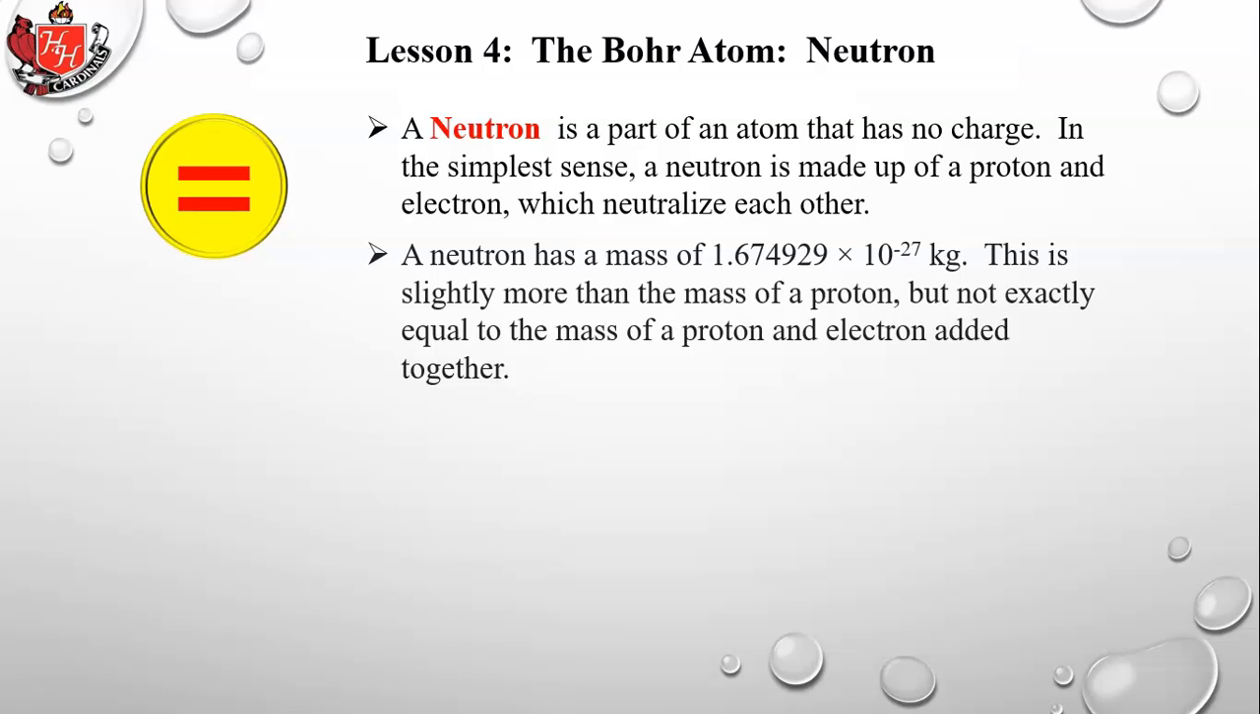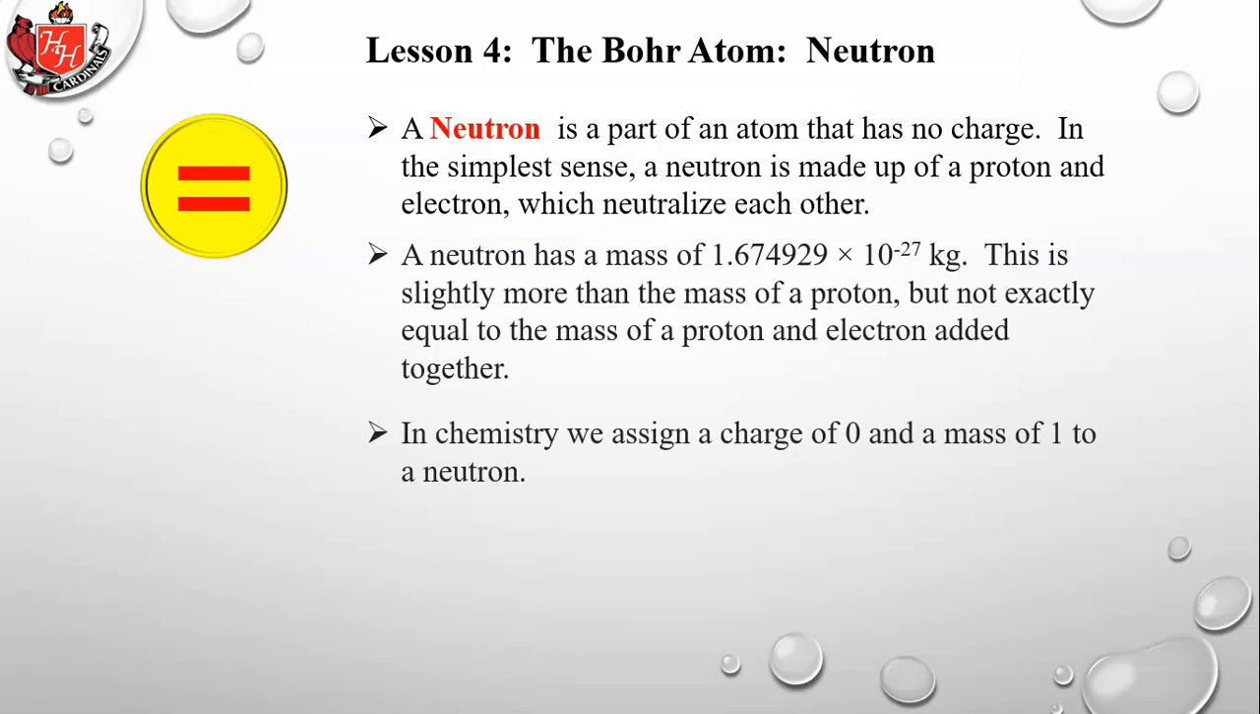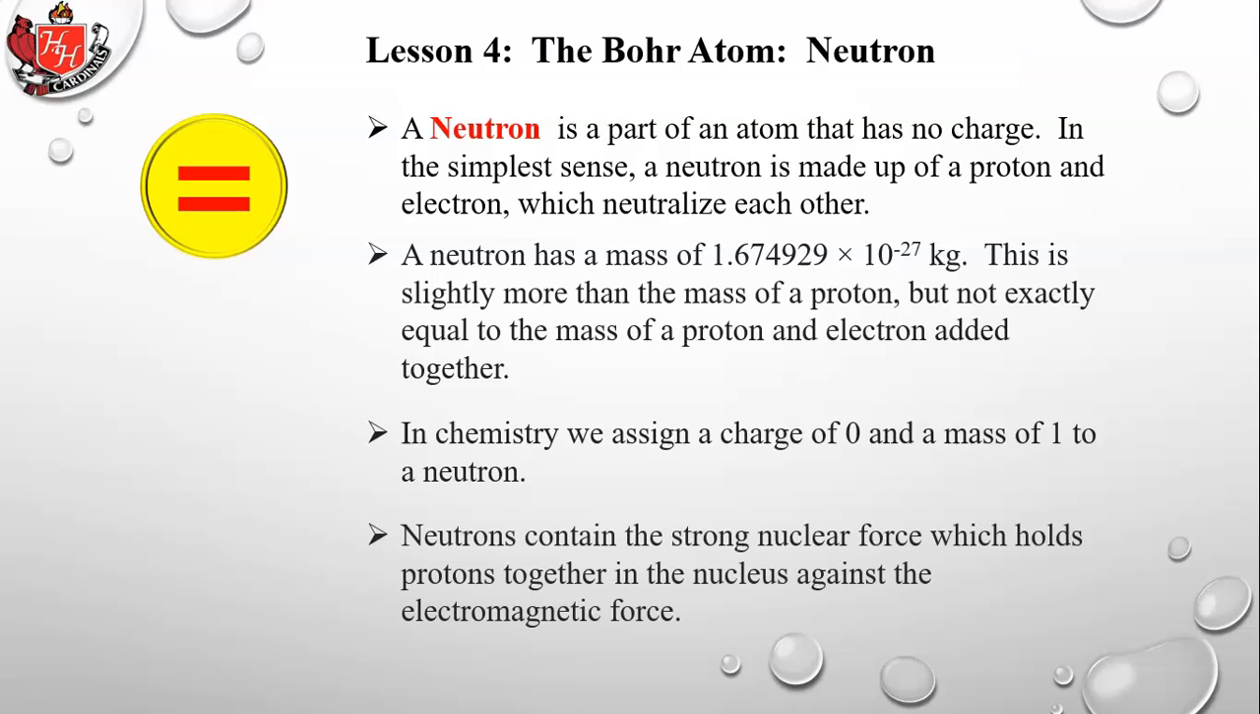Again, that's not important. What's important is we're going to treat the mass of a neutron as being the same as the mass of a proton. In chemistry, we assign a charge of 0 and a mass of 1 to the neutron. So it has the same mass as a proton, but it has no charge. Neutrons contain the strong nuclear force which holds protons together in the nucleus against the electromagnetic force. The electromagnetic force is the one that wants to push the two positive charges apart.